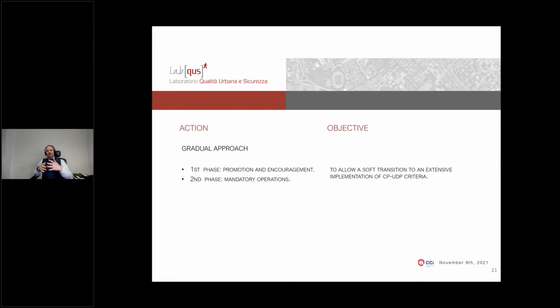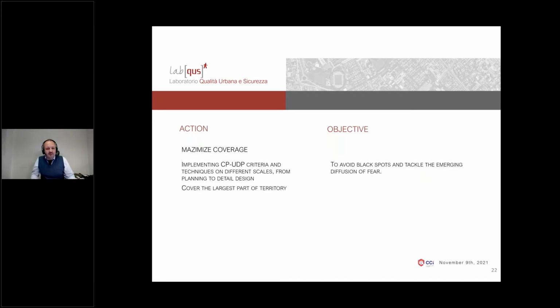And then we have to think about a gradual approach. We cannot, like it happened in France with the results that I told you, think that we can start from a very high level and say, okay, from tomorrow, in all the countries, every project must be evaluated and approved. No, the first action is to make promotion, and the second can be to make it mandatory. And the last one is to maximize coverage. It is demonstrated that if we don't apply CP-UDP concepts on the whole territory, the whole urban space, their efficiency would be much, much lower. And that's another important point: the different assessments, the different evaluations must dialogue among themselves.